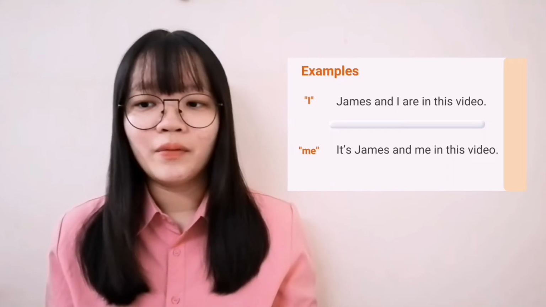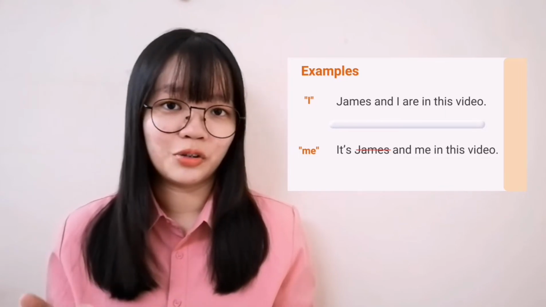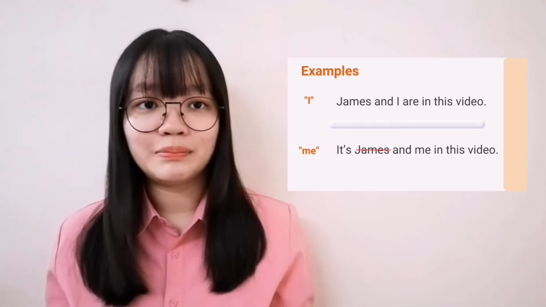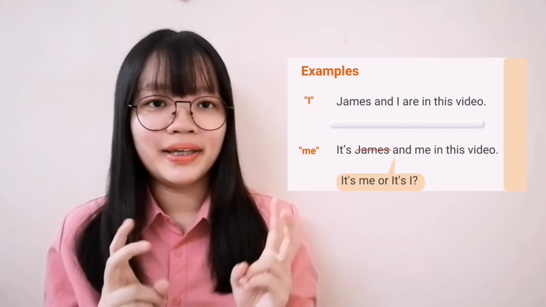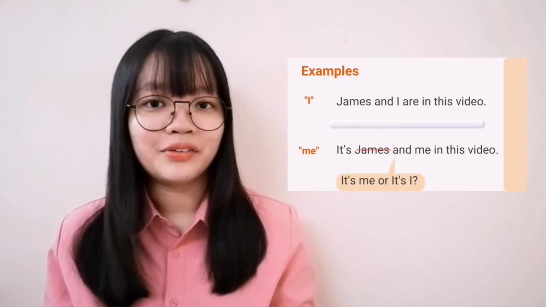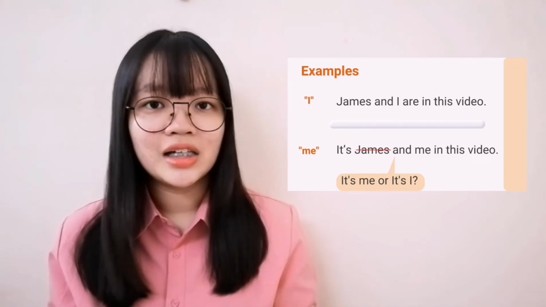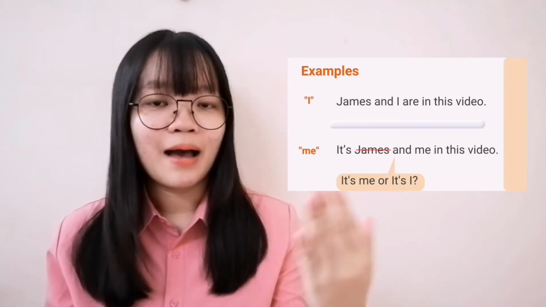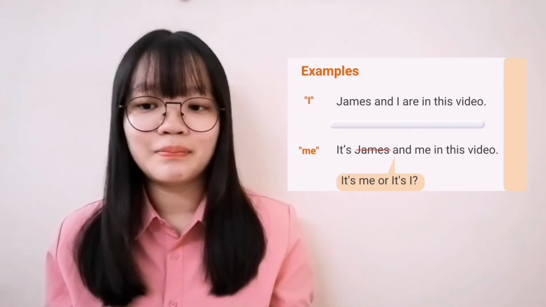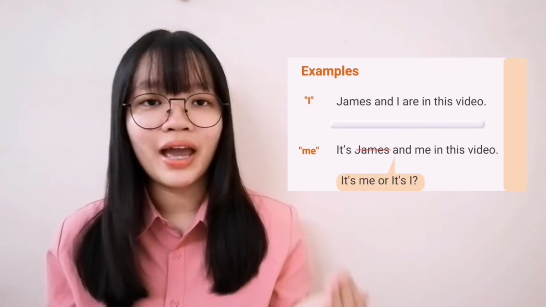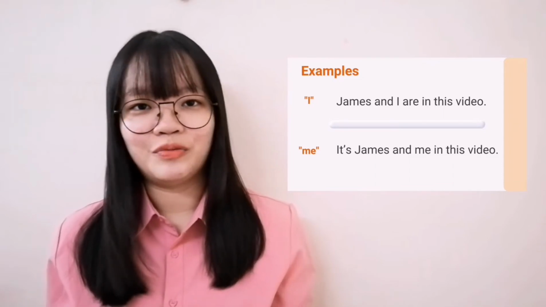To make it clearer, we remove James from the sentence to see whether to use I or to use me is more suitable in the sentence, okay? So it's me or it's I in this video. So we can see that there is a verb is in the sentence. I would like to remind you that we need to use an object pronoun after the verb is. So in this sentence, we need to use me, the object pronoun, after the verb is. So it's me in this video. Then we add James back to the sentence again. It's James and me in this video.